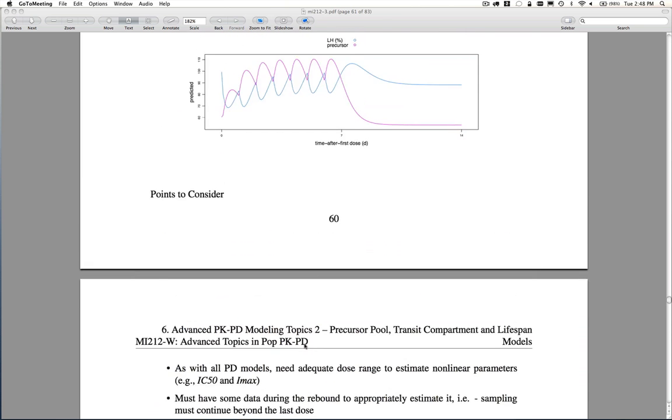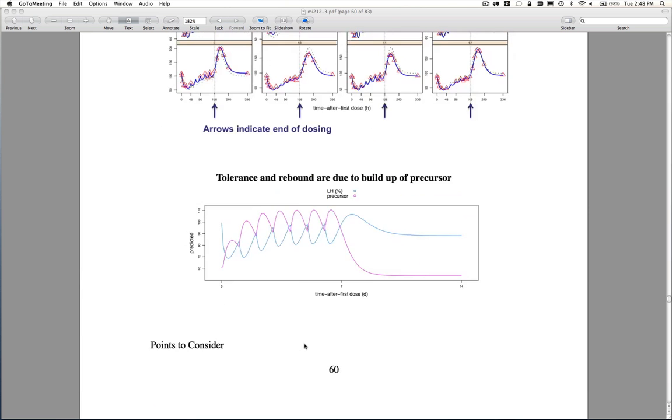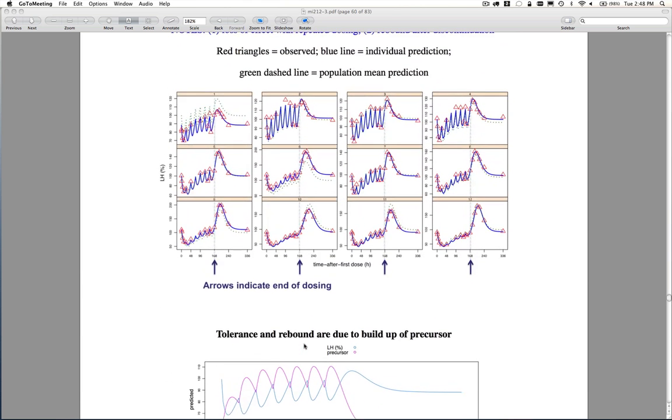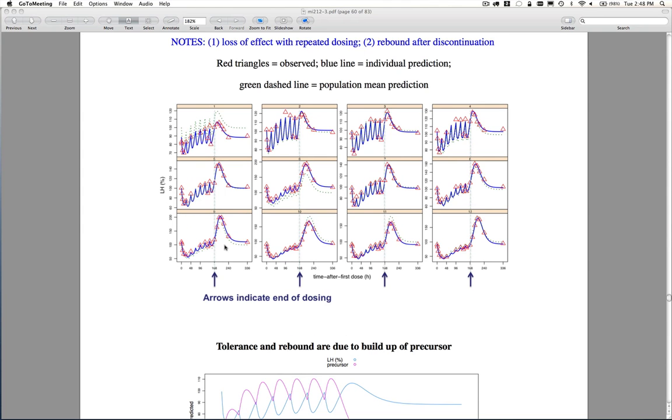The other thing too, and this is something to keep in mind as you're designing the study and well before you're analyzing the data: if we had stopped sampling on day 7 after the last dose, we never would have known that this rebound even occurred, let alone be able to estimate the parameters associated with it.